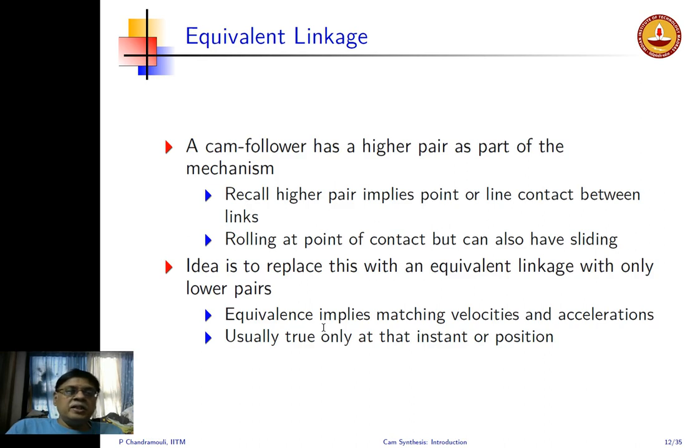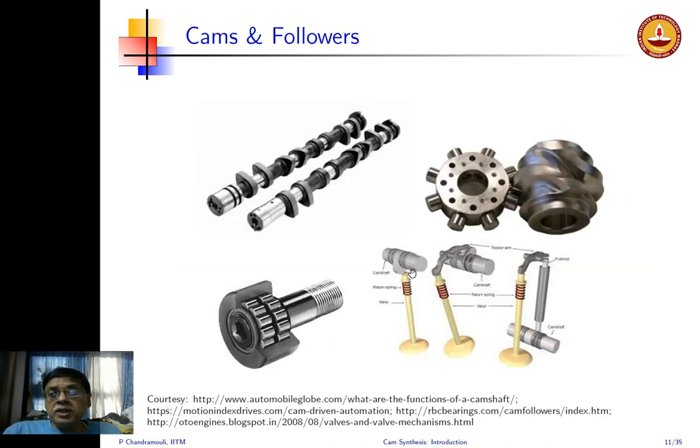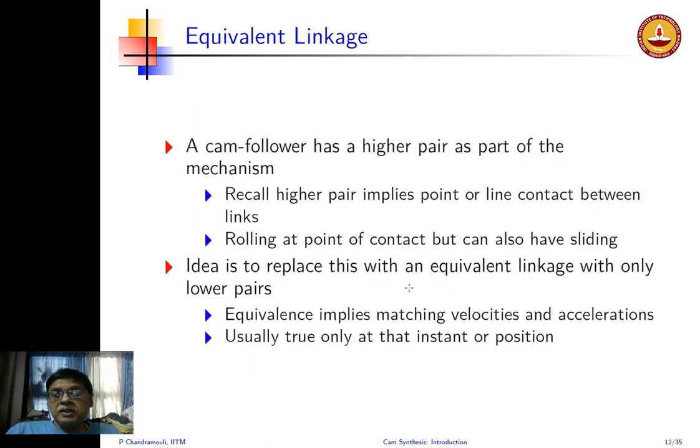We mentioned that it's a degenerate 4-bar linkage, so we'll pay attention to how we can find this so-called equivalent linkage. First of all, what do we mean by an equivalent linkage and how do we find this out? So it has a higher pair that happens at the contact between. If you go back and see that picture, you see the contact here between the cam and the follower. So this is a direct contact. That contact is basically a line or a point contact, which makes it a higher pair.